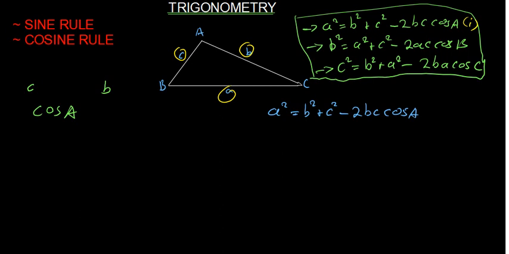Okay, so there are two ways you can go about it. You can either add the negative of this on this side and on this side, or you can pick this part and add it to this side and add it on the other side. It's up to you. You're still going to get the same thing. So let me say I add 2bc cos A on my right hand side. I also add the same on my left hand side.